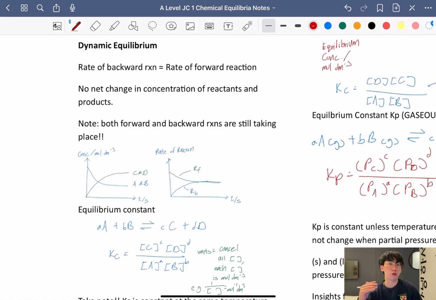Moving on to dynamic equilibriums. When a reaction has reached dynamic equilibrium, this means that the rate of backward reaction is equal to the rate of the forward reaction. And this also means that there is no net change in concentration of reactants and products. And again, do take note that both the forward and backward reaction are still taking place.